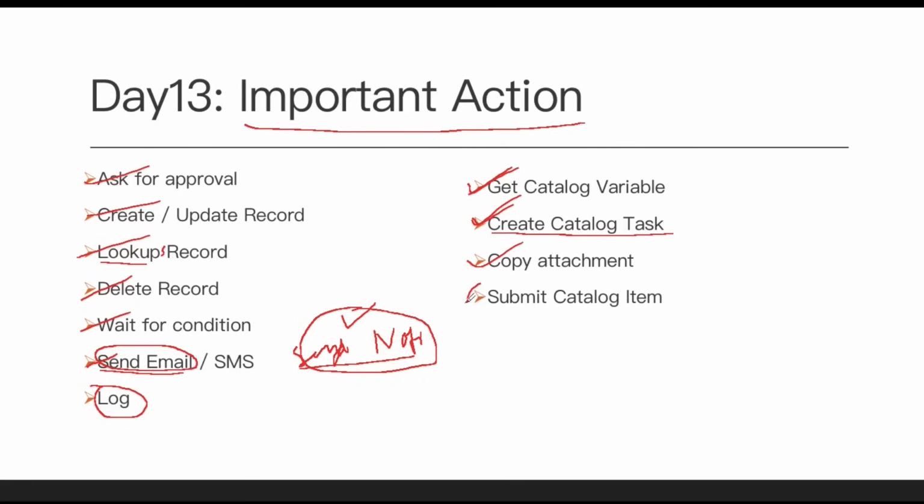Next, this one we have not implemented, called submit catalog item. With the help of this action, we can submit a catalog item from the flow itself. Based on a certain condition, we can put that, and then based on that, it can submit a catalog item directly from the flow itself.